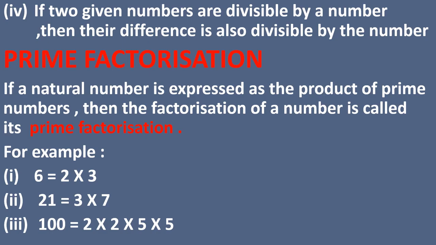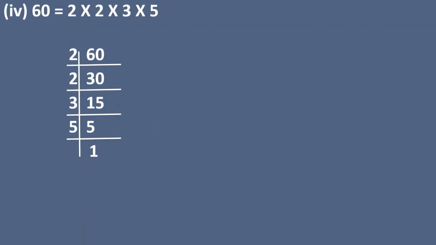In the same way, prime factorization of 100 is 2 multiplied by 2 multiplied by 5 multiplied by 5. 2 and 5 are both prime numbers. Now see one more, 60. Here I have shown you how to make the prime factorization of a given number.